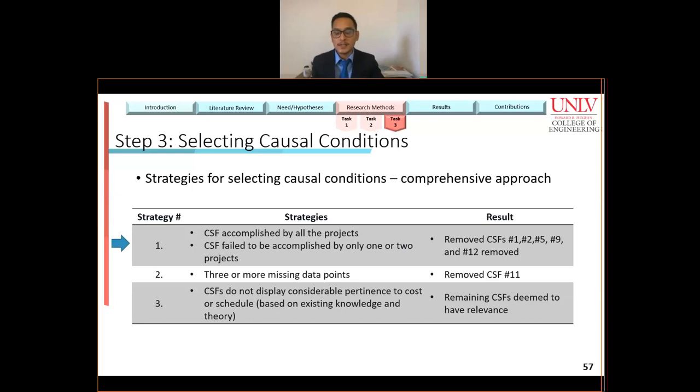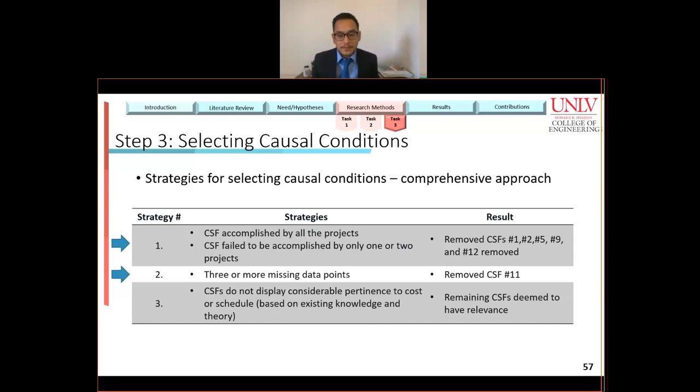First, I removed CSFs from the set if the CSF was accomplished by all the projects, or if just 1 or 2 projects failed to accomplish those CSFs. This was mainly to provide variation in the data for the analysis. So based on this strategy, I removed CSF 1, 2, 5, 9, and 12.